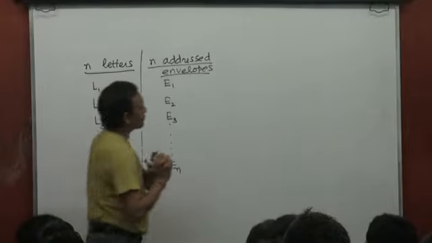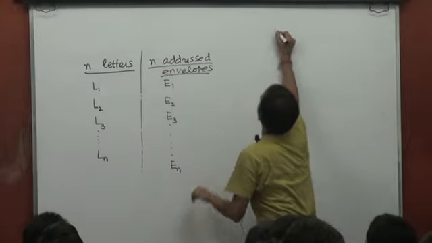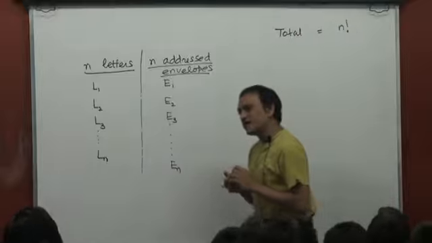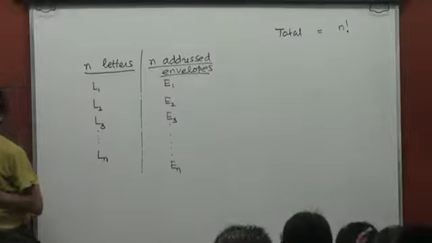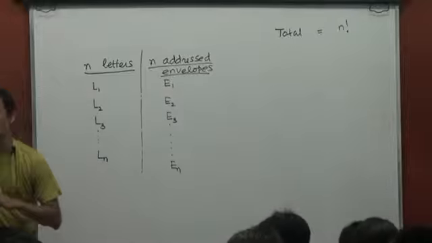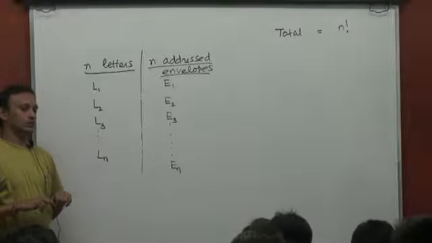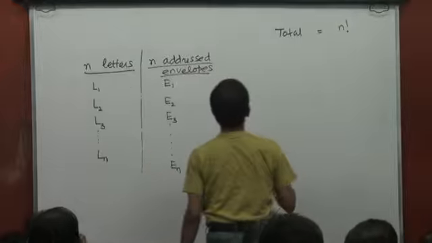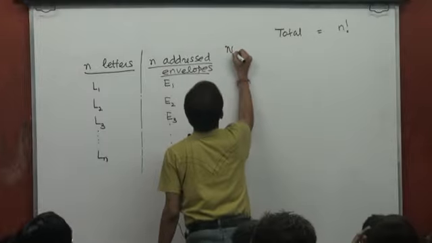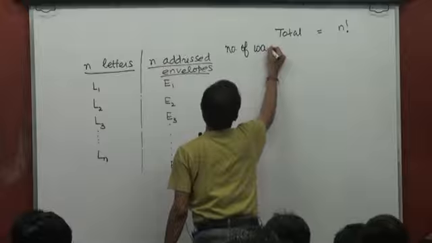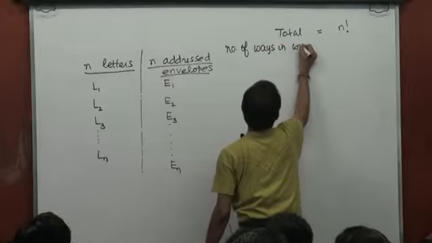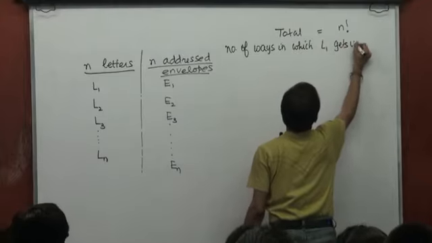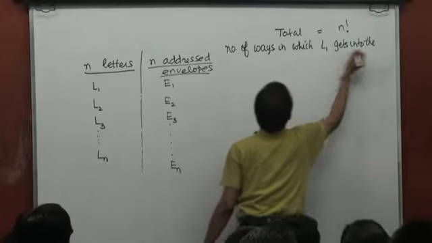Okay, now the total number is n factorial, that we understand. Total number of ways of delegating letters to envelopes is n factorial. Now answer the following. Number of ways in which L1 gets into the right envelope.